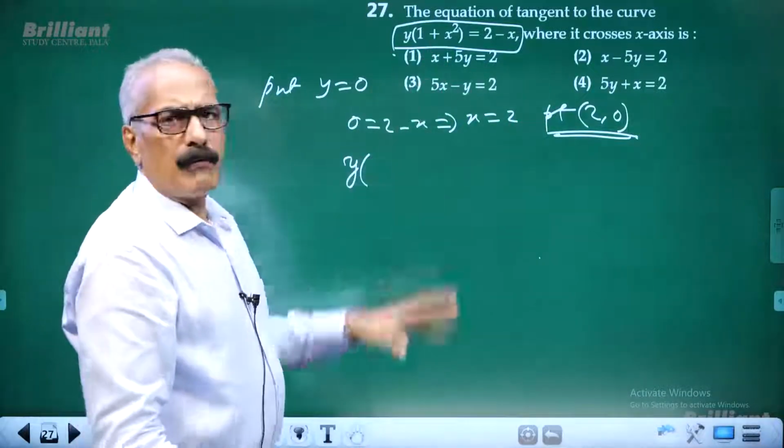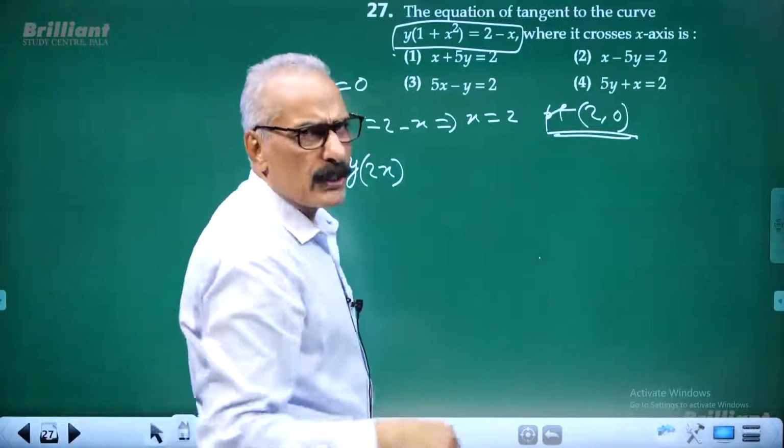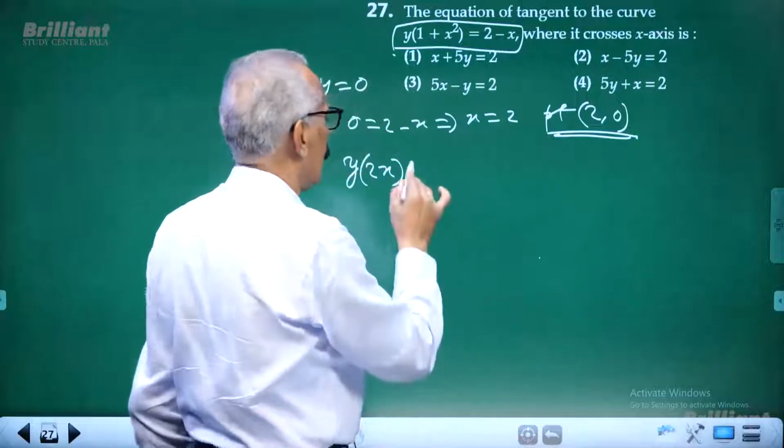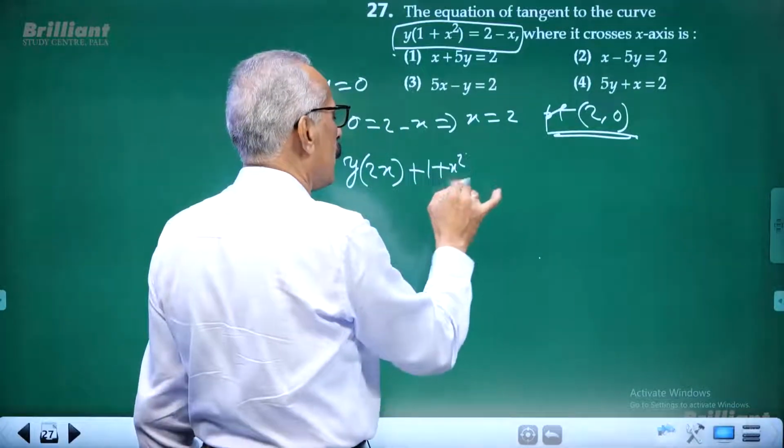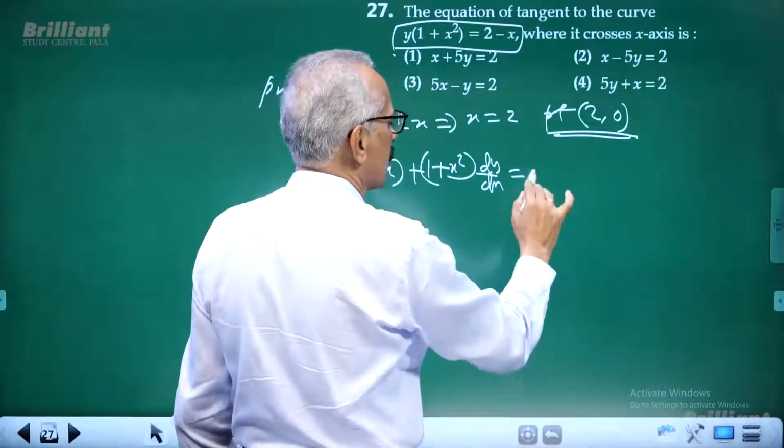y into the derivative of 1 plus x square, that is 2x. Because your y is 0, there is no need of writing that also. Plus 1 plus x square into what there then? dy/dx equal to the derivative of 2 minus x, that is minus 1.